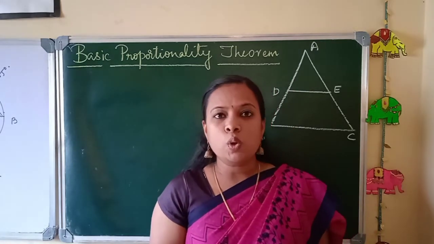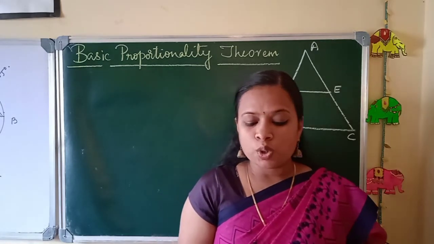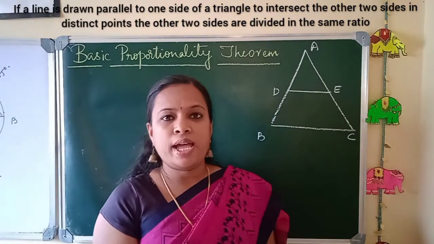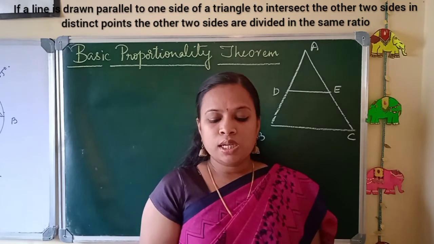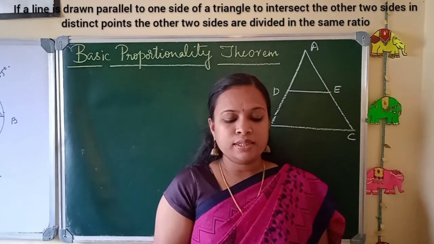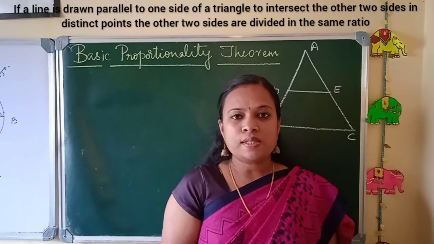So now the theorem goes like this. If a line is drawn parallel to one side of a triangle to intersect the other two sides in distinct points, the other two sides are divided in the same ratio. So this is the theorem.